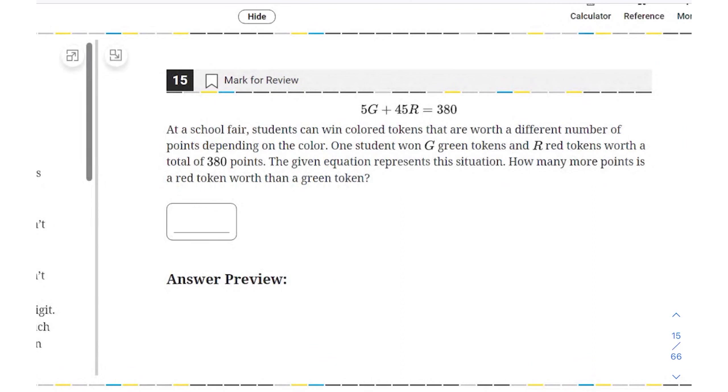So if there are red tokens, then that means that to figure out your points, you're multiplying each red token times 45, which means that the red ones are worth 45 points. And the green ones, correspondingly, are only worth 5 points for each one. So you'd have to multiply by however many tokens you have, but they just want to know how many more points is one red token compared to one green, and that's going to be 45 minus 5, which will be 40 more points.